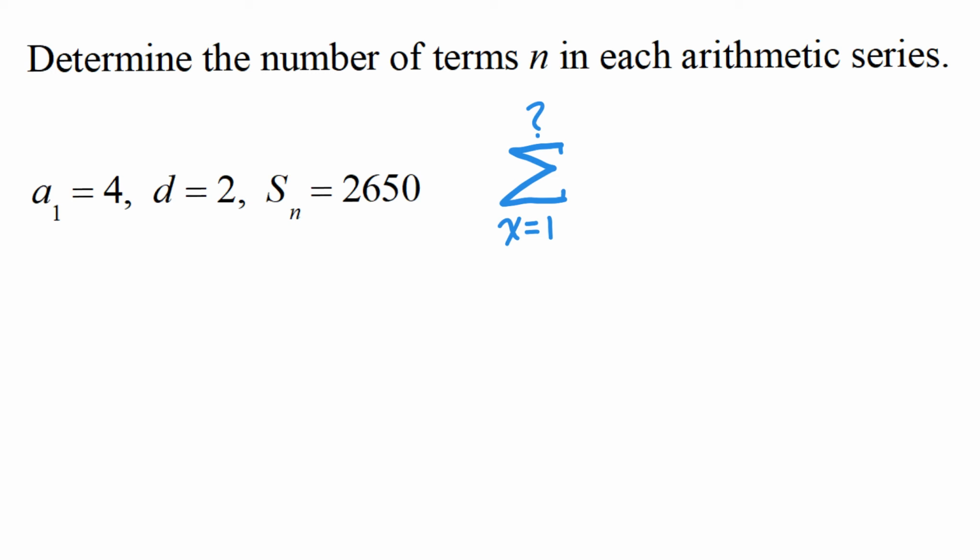We also know our explicit formula. Our explicit formula starts at 4, has a common difference of 2, and then we have n minus 1. When it goes into your calculator, it's going to look like this. Remember, don't use the calculator's parentheses. If you want parentheses, create your own.